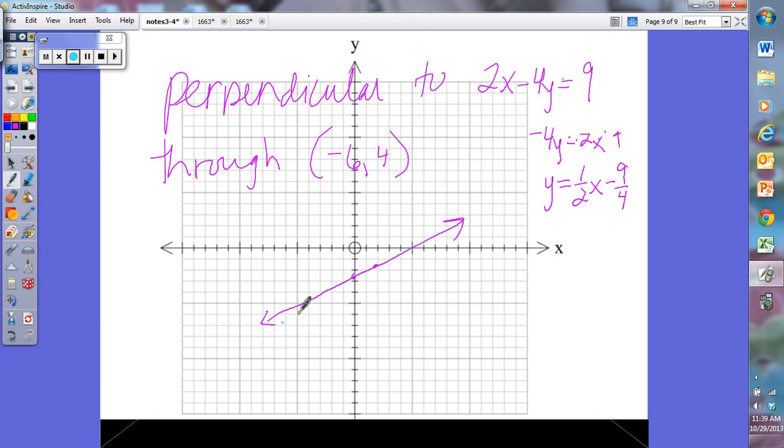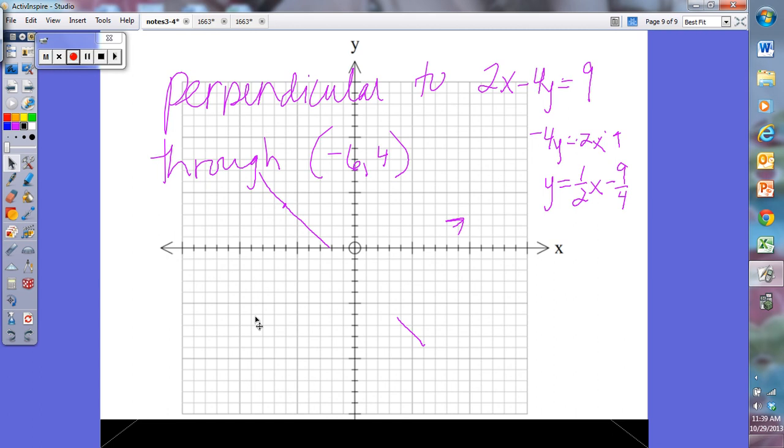I want to be perpendicular to this line through the point negative 6, 4. 1, 2, 3, 4, 5, 6, 4. 1, 2, 3, 4. So from here, I want to go perpendicular to this line. That's not very good. Perpendicular has to be at a 90-degree angle. So you know the y-intercept is going to be somewhere down here. We have to find exactly what that y-intercept is.